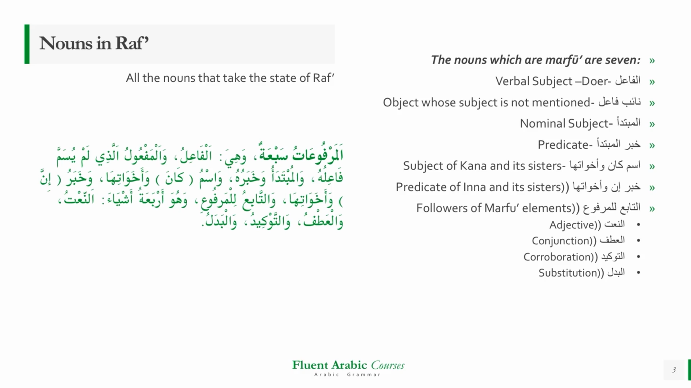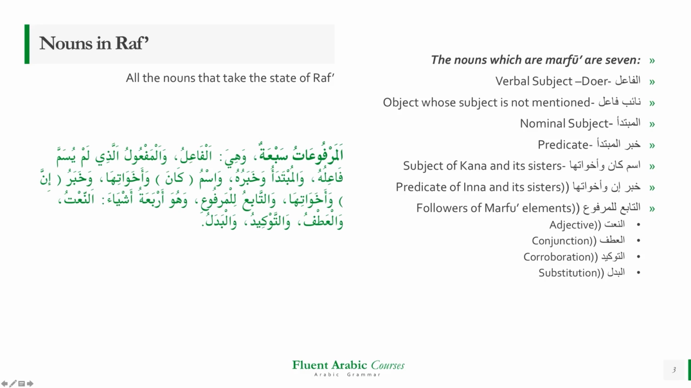What are these types of nouns which are always in the state of rafa? هي الفاعل والمفعول الذي لم يسمى فاعله والمبتدأ وخبره واسم كان وأخواتها وخبر إن وأخواتها والتابع للمرفوع وهو 4 أشياء النعت والعطف والتوكيد والبدل. So what he's talking about is all the kinds of nouns which we have listed out here. The first one is the fa'il, which is the verbal subject. And inshallah, we're going to go through each and every one of these and try to understand them better.